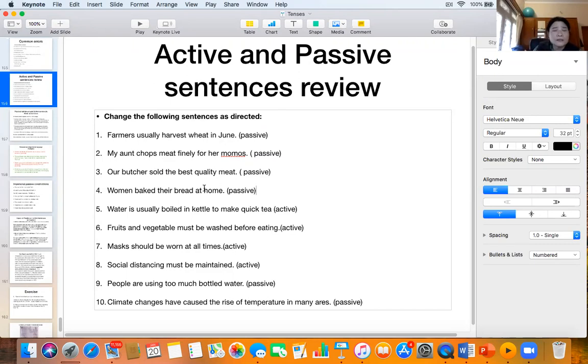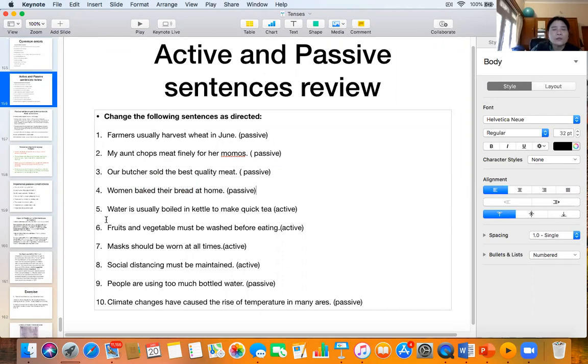This is also past tense, please. Here, baked is past tense. It is regular. Bread was baked at home. Their bread was baked at home by women. For the women, you don't need to say they. Bread was baked at home by women.